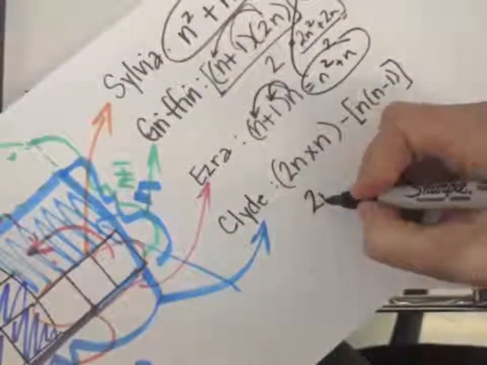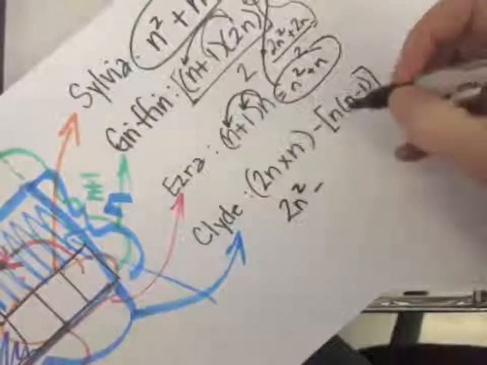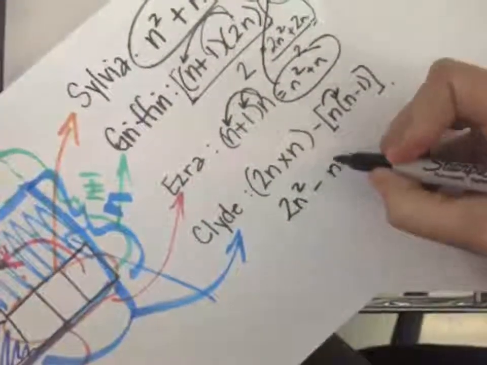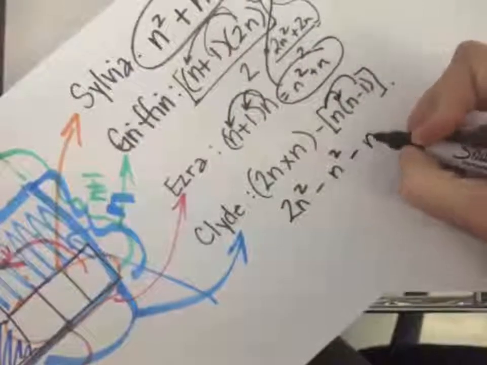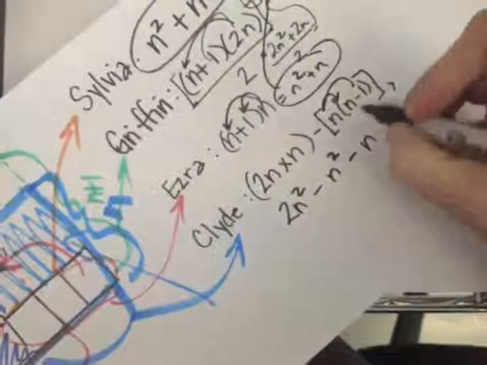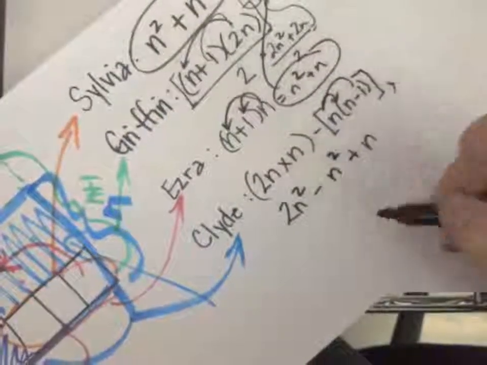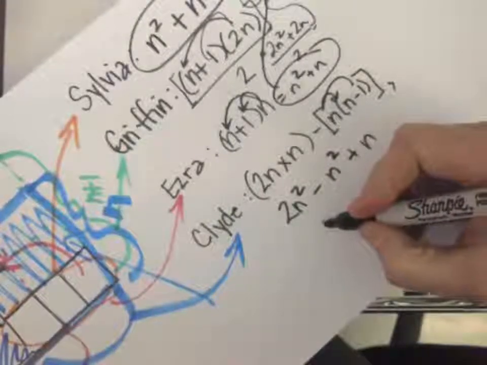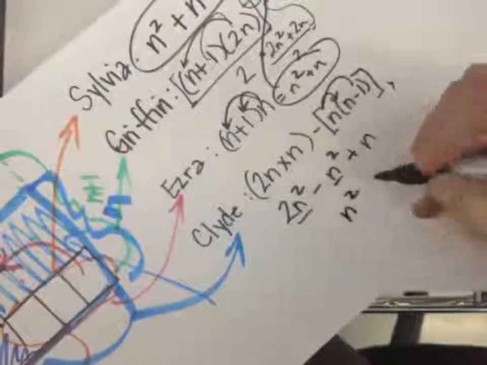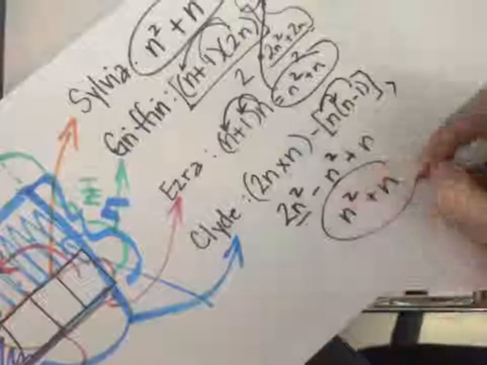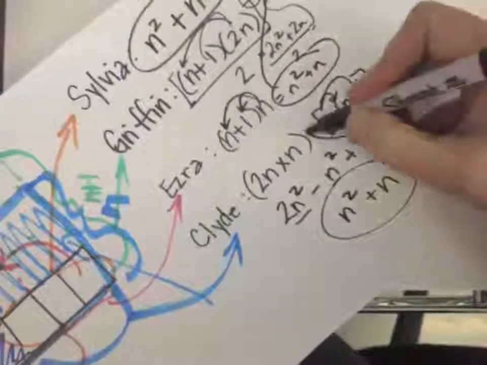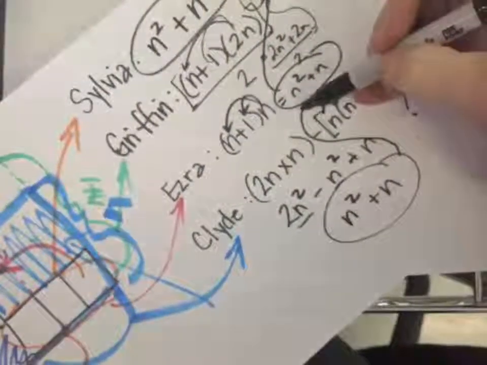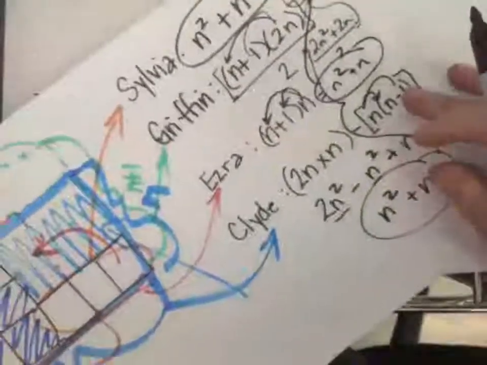And then with Clyde's, we end up with 2n squared minus, and then we distribute this, and we get an n squared minus an n, or actually plus an n because we subtracted a negative. So we end up with 2n squared minus n squared, which is just n squared plus n. So Clyde's matches up with Ezra's, which matches with Griffin's, which matches with Sylvie's.